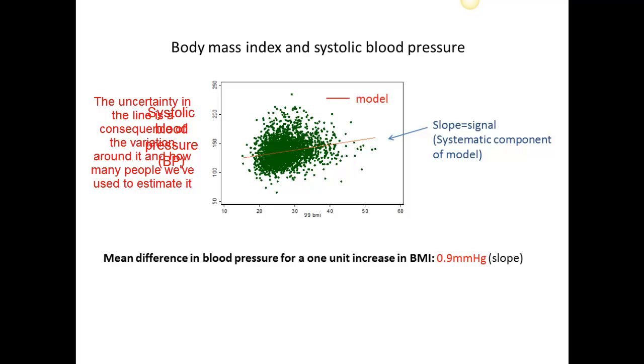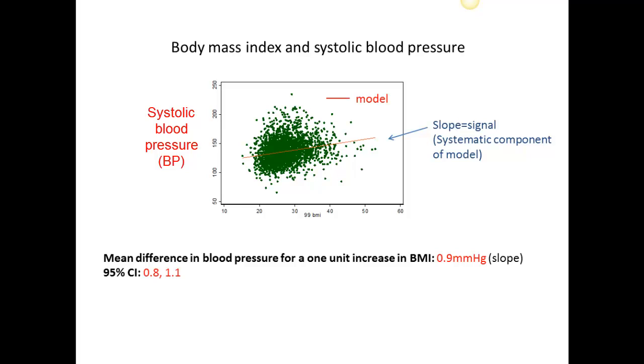And we do that to get a confidence interval. A confidence interval gives us a range of plausible values for our signal, or for our association of interest, or our systematic component of our model. So here we get a confidence interval of 0.8 to 1.1. So you can see that the prime interest is in estimating the signal, but we also try to quantify the noise, so we get a sort of minimum estimate of uncertainty in the signal.